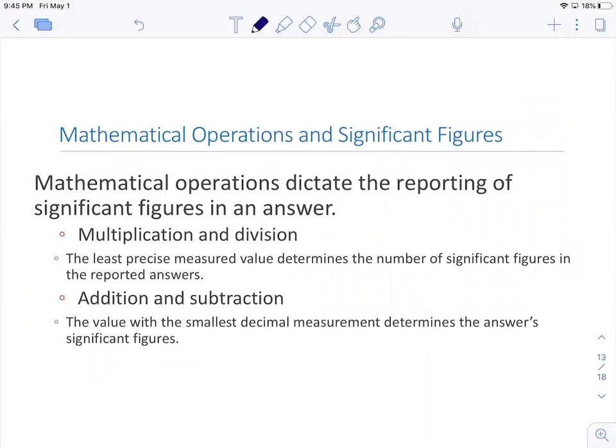For mathematical operations with significant figures, for multiplication and division, the rule is the least precise measurement, so the one with the smallest amount of sig figs, is how many sig figs you report. And for addition and subtraction, we are looking at decimal places. Again, the smallest amount of decimal places is how many decimal places you report.